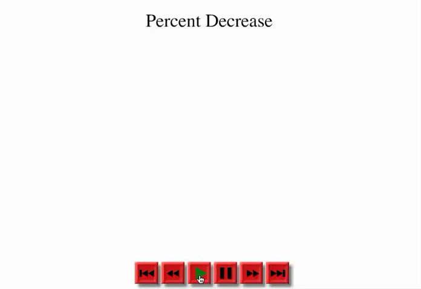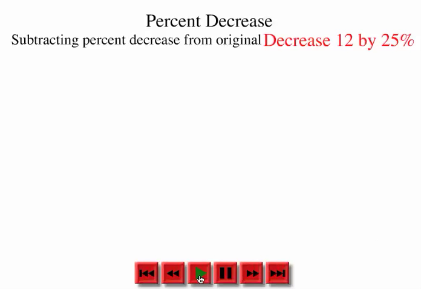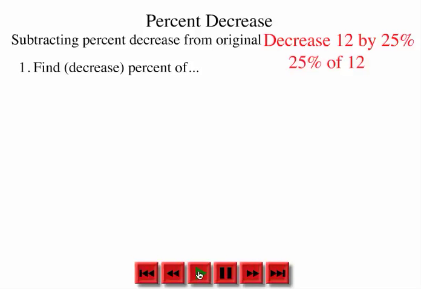Percent decrease. There's two ways of doing this as well. So the first way is, if we're decreasing 12 by 25%, we're going to figure out what 25% of 12 is, and then subtract it from the original. So find the decrease percent of, okay, so 25% of 12.